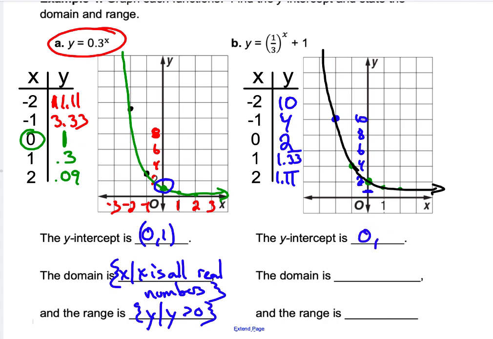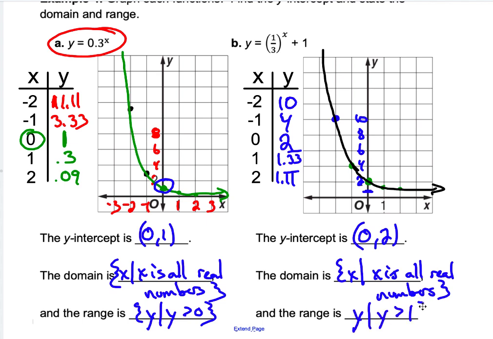So my y-intercept is (0, 2). My domain is the same, x such that x is all real numbers. And my y is such that y is greater than 1. So it's going to get closer and closer to 1, but it's never going to quite hit that number.